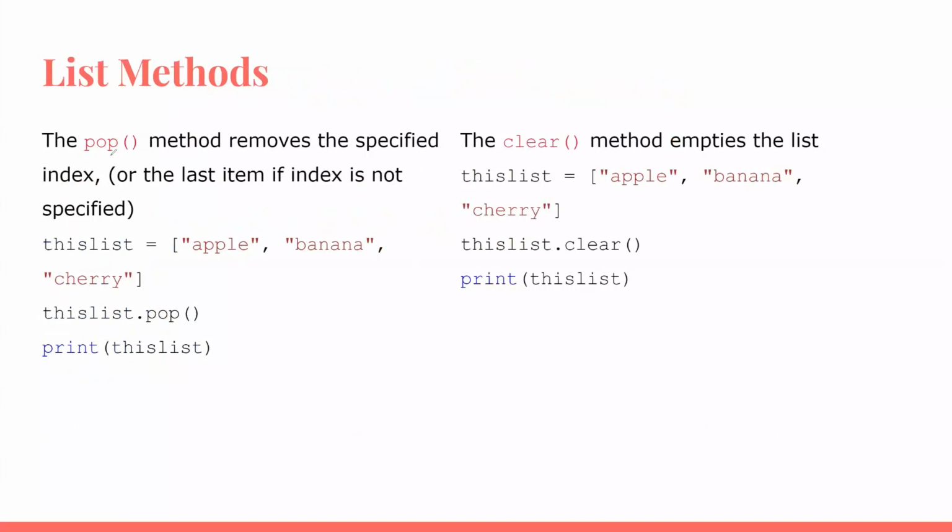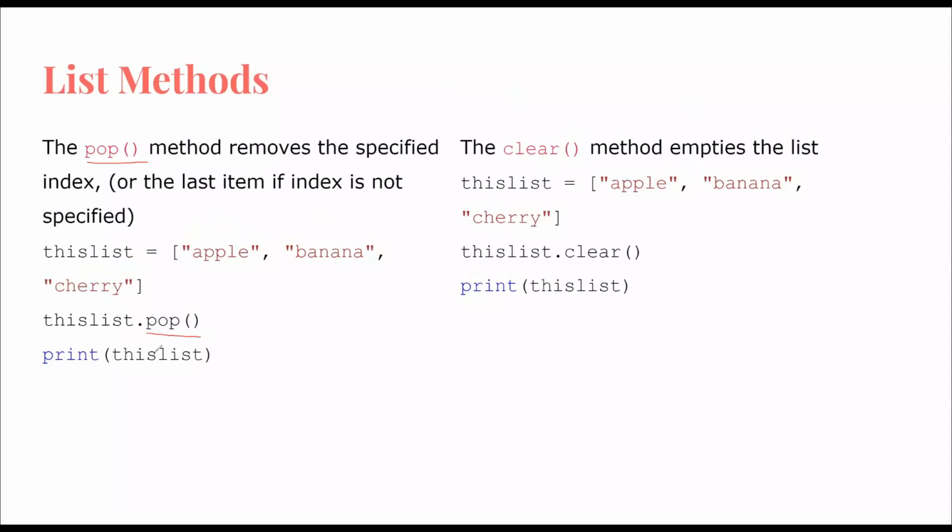Pop. The pop method removes the specified index. If you just pop, it will remove the item at the end. So it removes cherry, and now your list will be apple and banana. The clear method empties the entire list. If you do clear, you have an empty list. You have nothing in here. It's a literal empty list, so it prints out nothing.